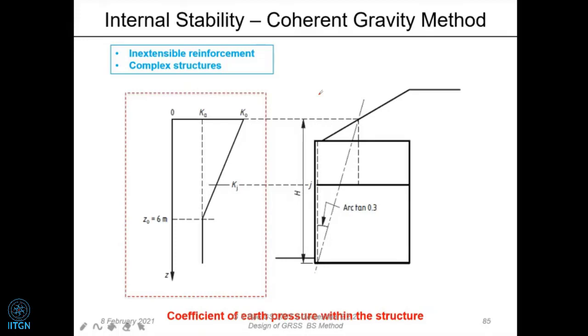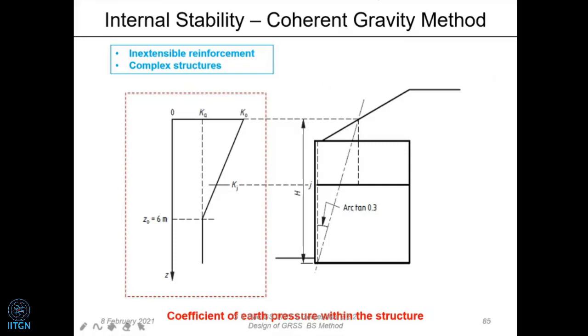is higher than active. See, for the active case to be developed, what should happen? The wall should move by a certain distance. So the wall is going to laterally translate or rotate with respect to the base. Whereas in the case of a rigid reinforcement, or what we call inextensible reinforcement, that is not possible.